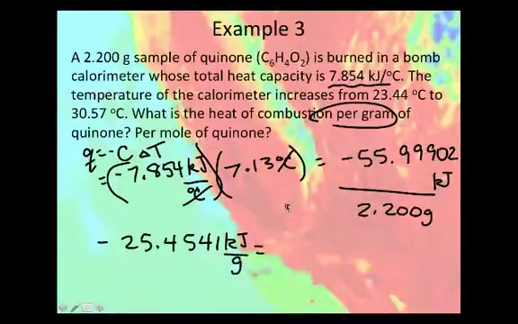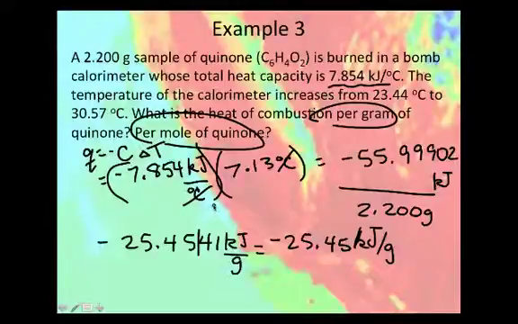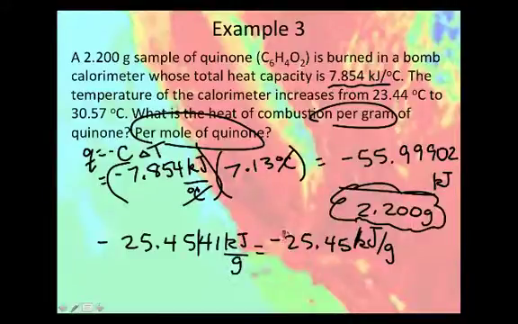And of course my sig figs need to be checked. Looks like I get to keep 4 sig figs, so 1, 2, 3, 4, negative 25.45 kilojoules per gram. The last part of the question asks how much heat per mole. So you know what to do. We've just got to figure out how many moles this turns out to be for quinone.